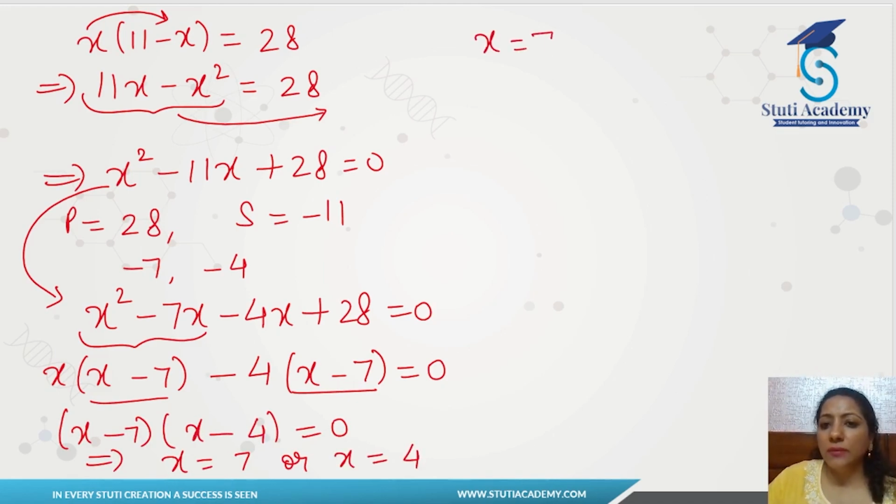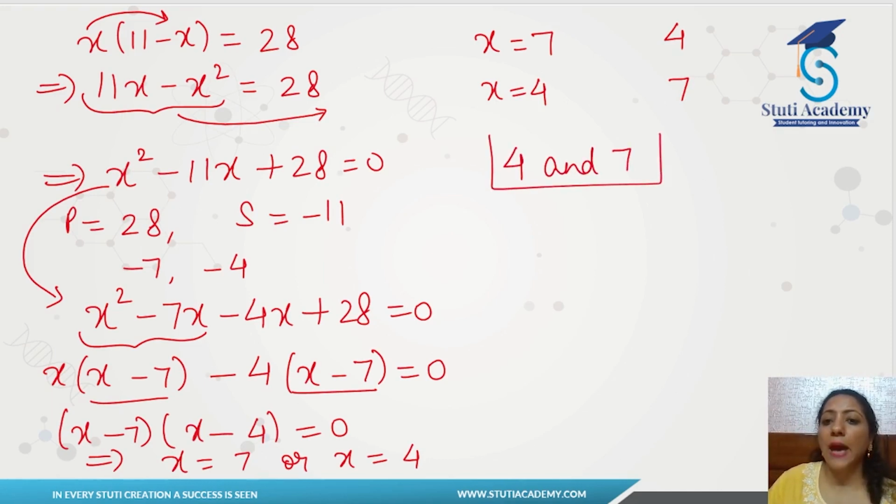Now if x is 7, we know that both the numbers add up to 11. So if one of the numbers is 7, the other one would be 4. And if we take x is equal to 4, please notice we have x equal to 4 also. So if one of the numbers here is 4, the other one would be 7, since both the numbers are adding up to 11. Thus, the required numbers here are 4 and 7. I hope students this solution is clear to all of you.